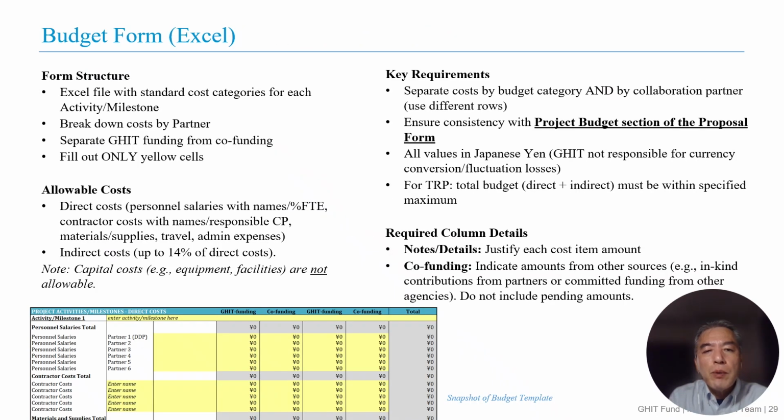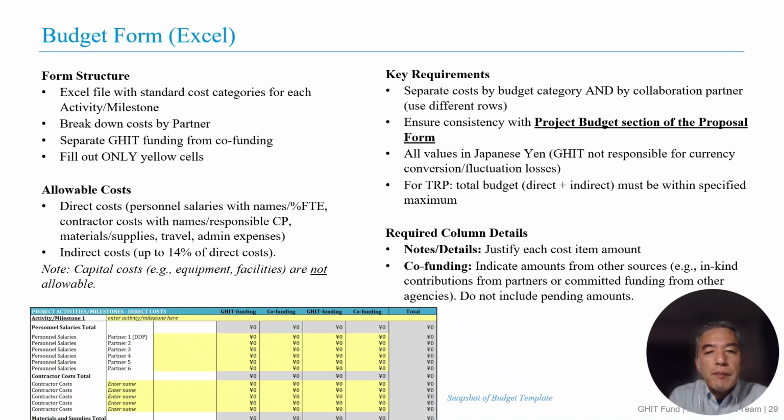Let us now move on to the budget form, which is submitted as an Excel file. This form is used to detail the financial plan for your project. This slide outlines what costs are allowable and unallowable. Allowable direct costs include personnel salaries. These can be requested as long as they are for the proposed project. The names of the personnel and their percentage of effort must be provided.